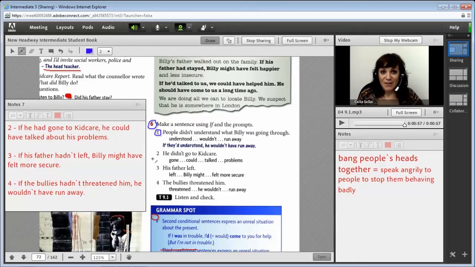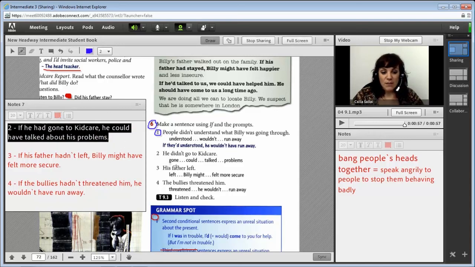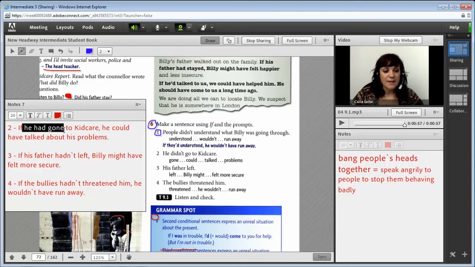Now let's check your answers together. Make sure that you used the correct form of the third conditional structure. So number 2, what did we have here? Gone, could, talked, and problems. If he had gone to kid care, he could have talked about his problems. So we have he plus past perfect, he had gone, and he could have talked. What about number 3? We had left, Billy might, felt more secure. If his father hadn't left, Billy might have felt more secure.